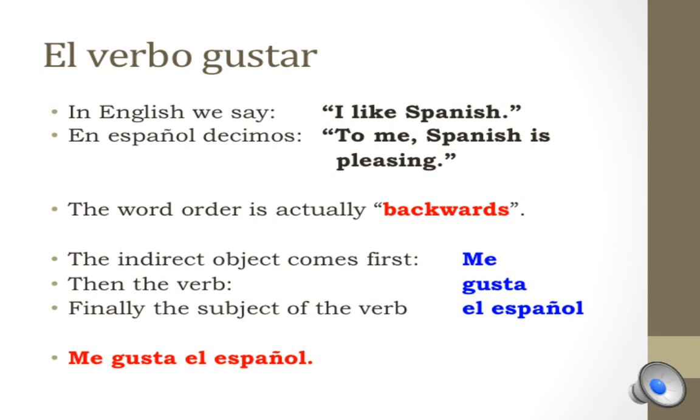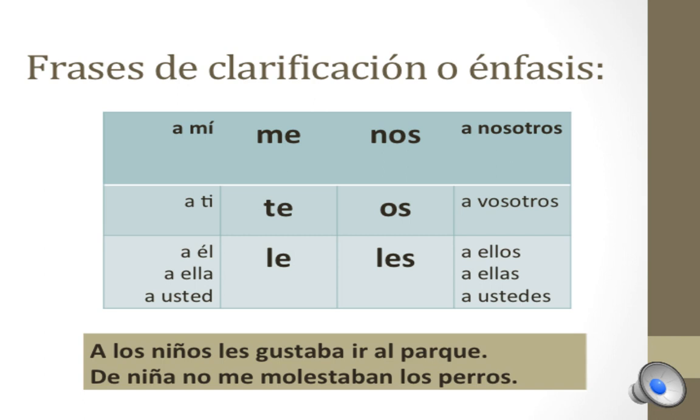The indirect object comes first, which is me, if I use this sentence. Then the verb, which is gusta. And finally, the subject of the verb, which is in this case el español. So the sentence would read, me gusta el español.